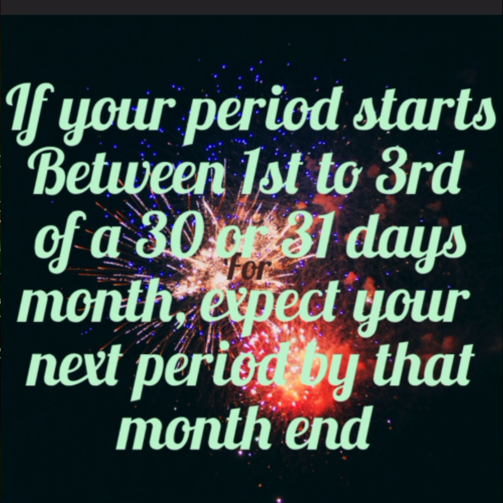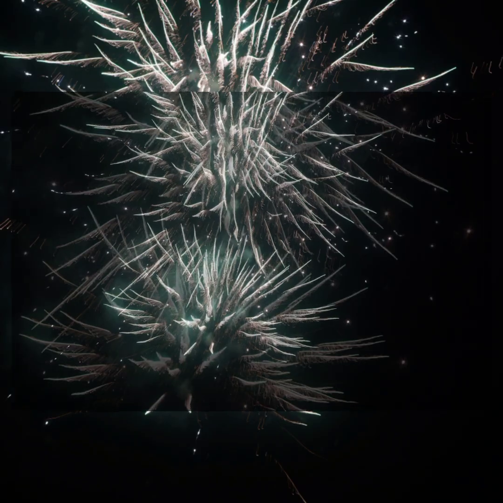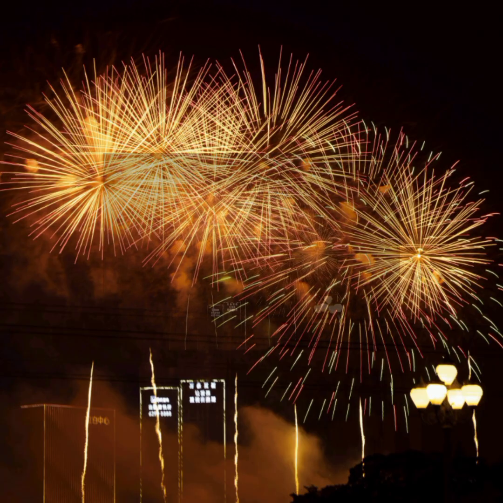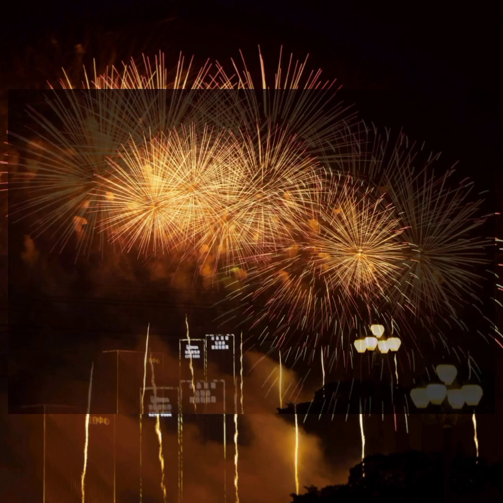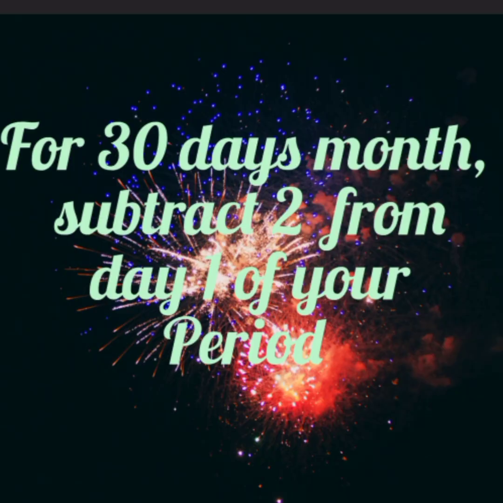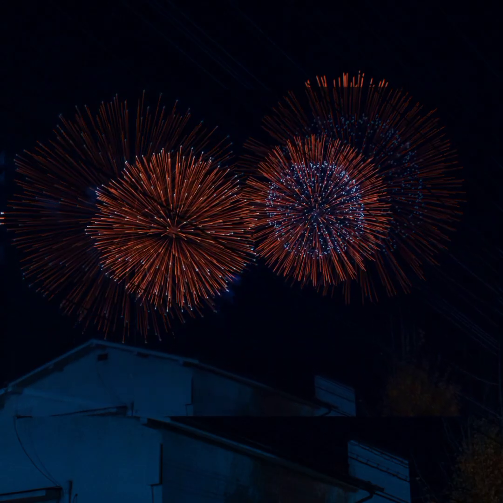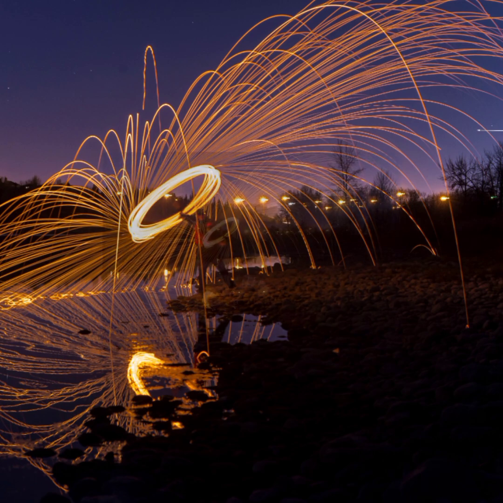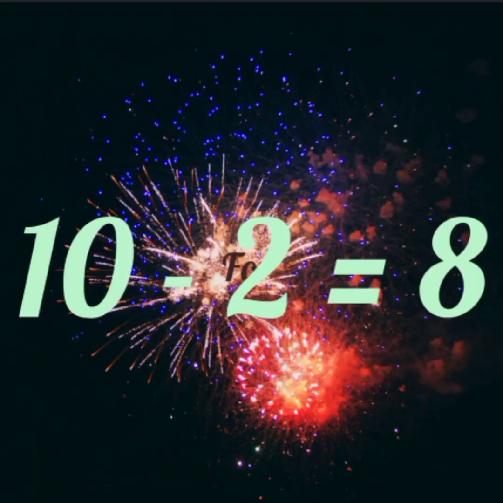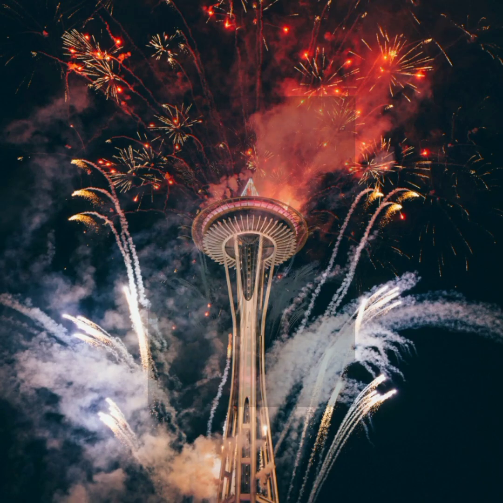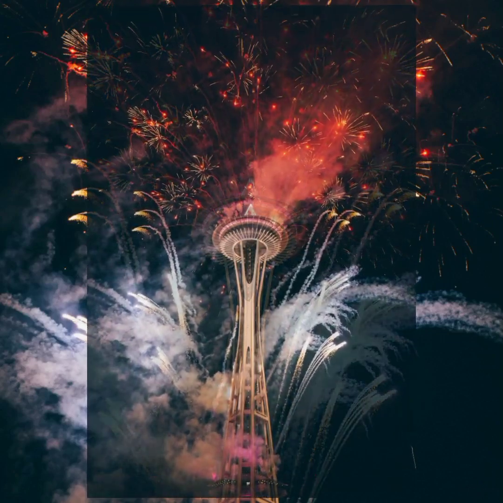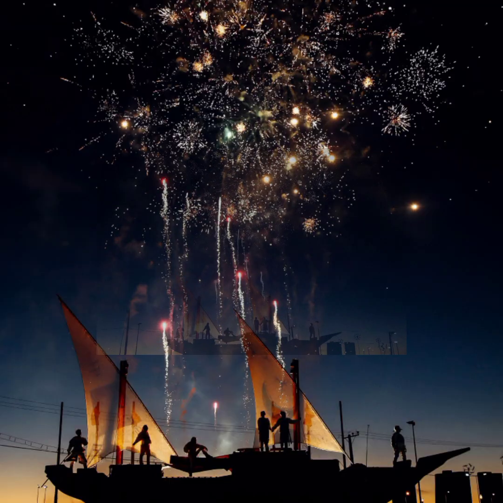Are you confused? Let me explain. June is a 30 days month. Assuming your period started on the 10th of June. Remember I said, if it's a 30 days month, you subtract 2 from day 1 of your period. In this scenario, the day 1 of your period is June 10th. How do you know the date of your next period? By subtracting 2 from 10. That is, 10 minus 2. The answer is 8. That means your next period should be on the 8th of July. The month after June. Do you understand?